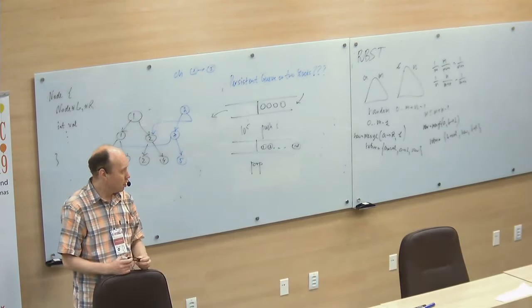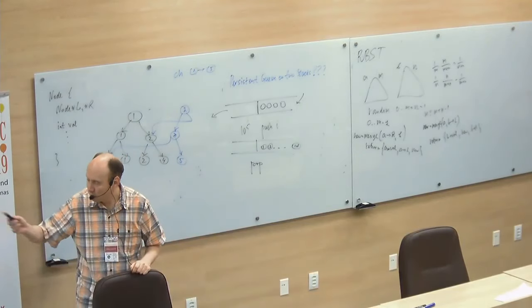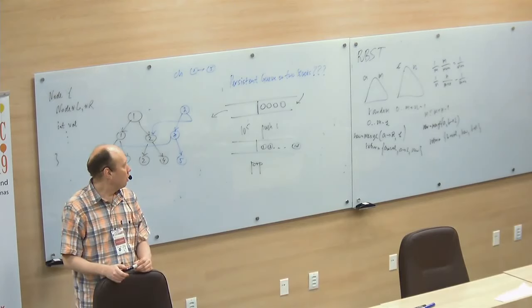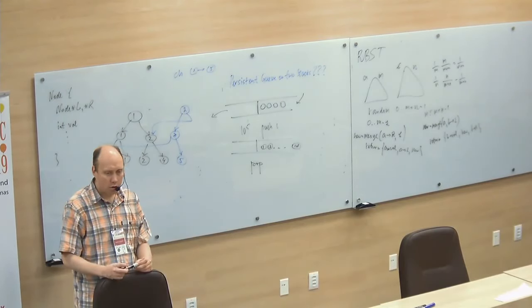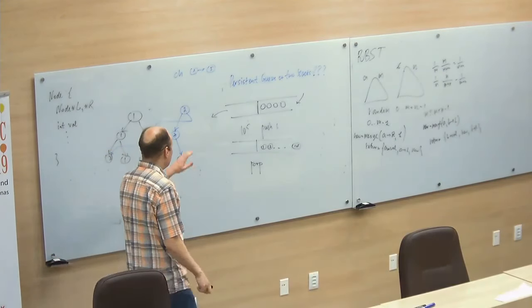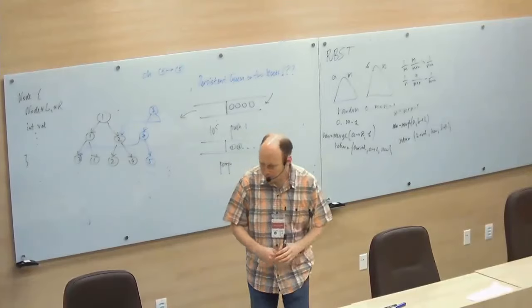So you can do persistently, confluently persistent trees using this idea. Any questions on this? Okay, then let's go to persistent queue.